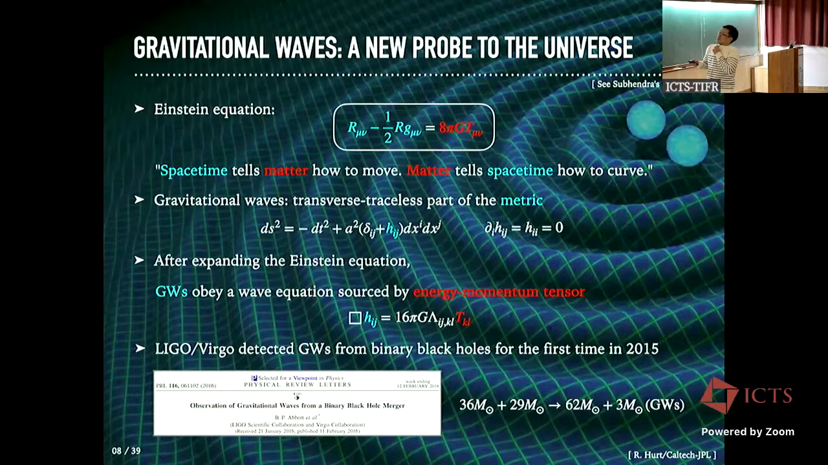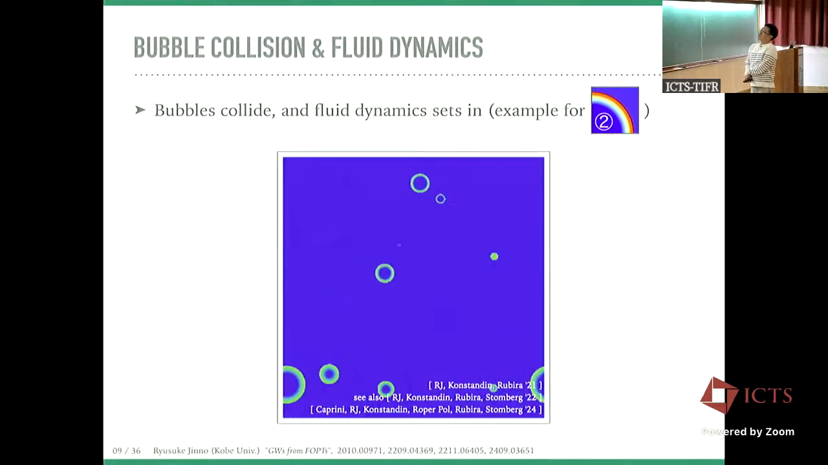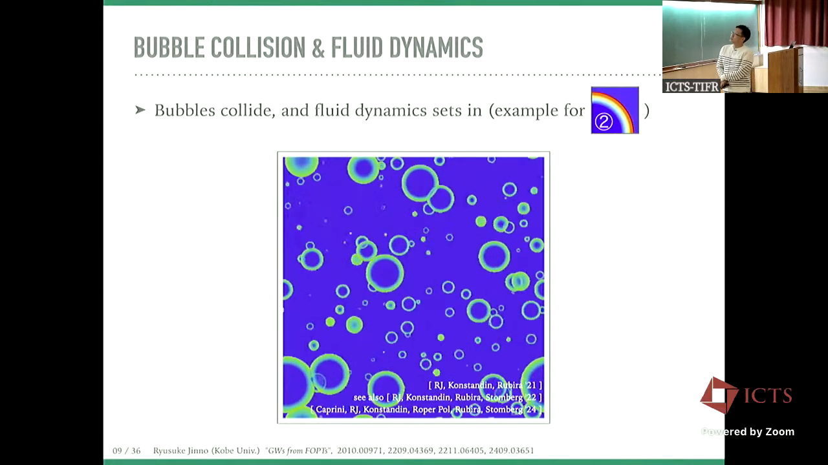Luckily, the notation is the same as the previous lecture. Lambda is the projection operator. And I think I'm missing a minus sign, sorry. As you may know, the LIGO and Virgo collaboration detected gravitational waves from binary black holes for the first time roughly 10 years ago.